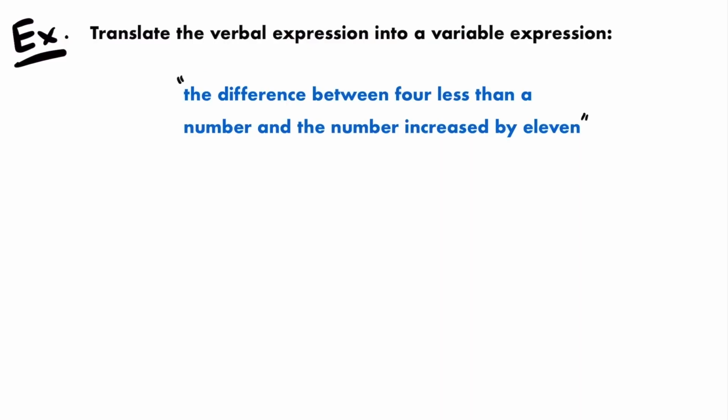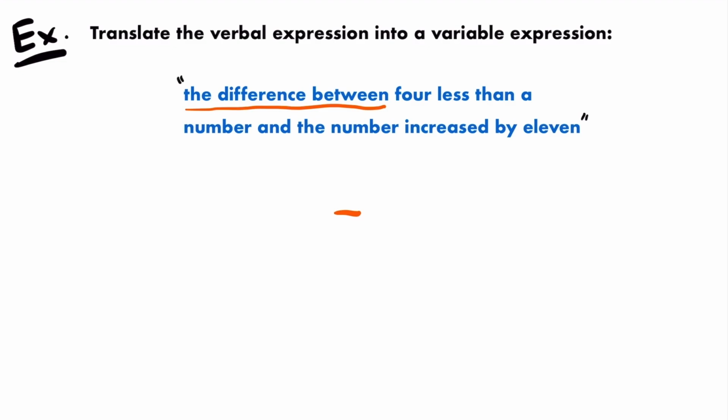Here we once again want to translate the verbal expression into a variable expression, and we have the difference between 4 less than a number and the number increased by 11. All right, so there's a lot going on here, but just break it down into pieces. Start by identifying the first phrase that refers to a mathematical operation. In this case, that would be the difference between. That phrase, the difference between, refers to subtraction. So we are going to be subtracting two numbers.